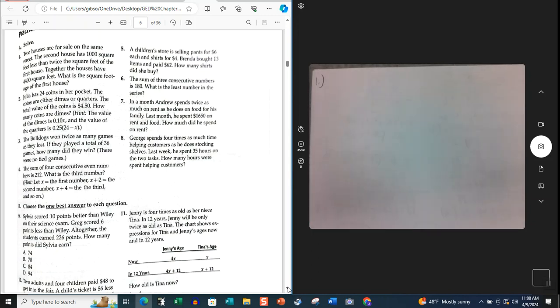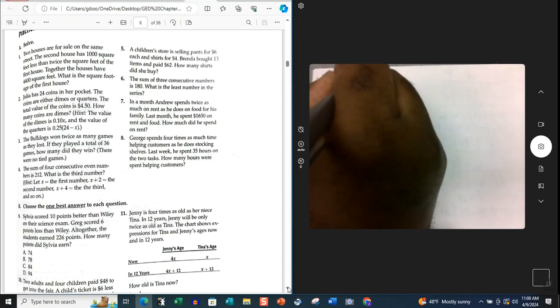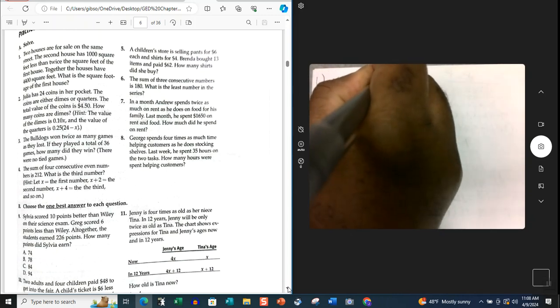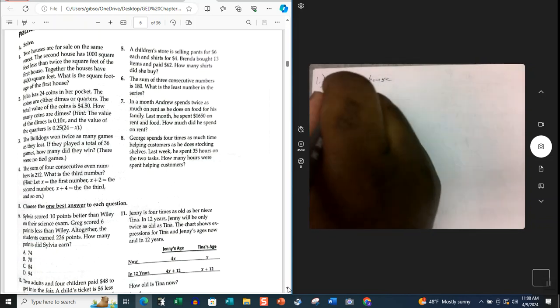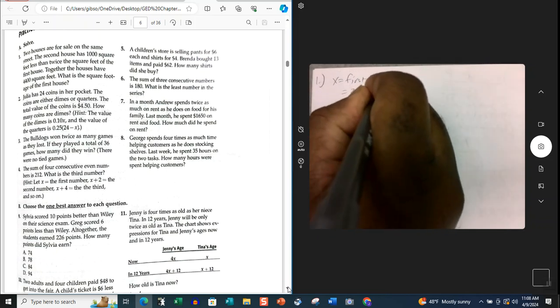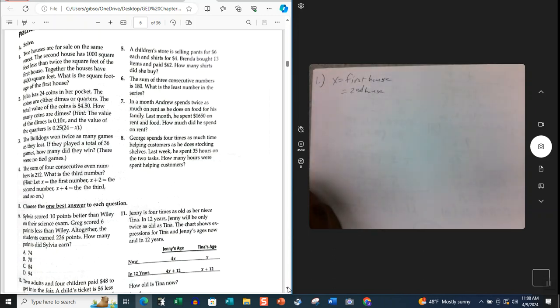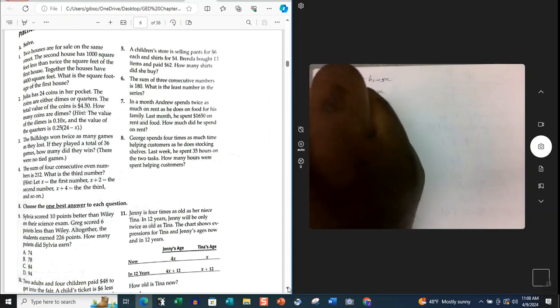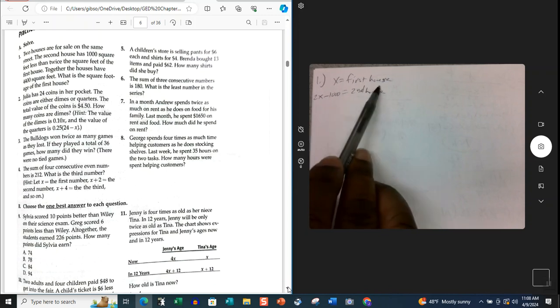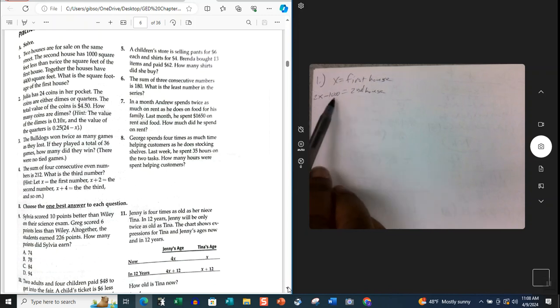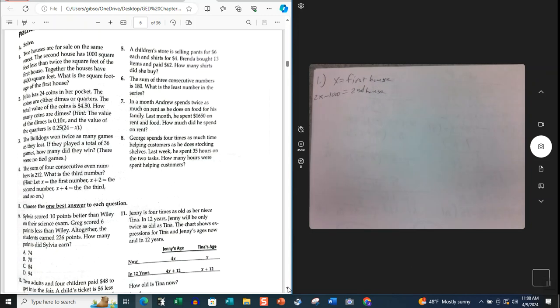It says 2 houses are for sale on the same street. The second house has 1,000 square feet less than twice the square feet of the first house. So basically we'll let x equal the first house. And then the second house, it says here that it's 1,000 less than twice the square feet of the first house. So it'll be 2x minus 1,000. So the first house is x, the second house is 1,000 less than twice the first house.